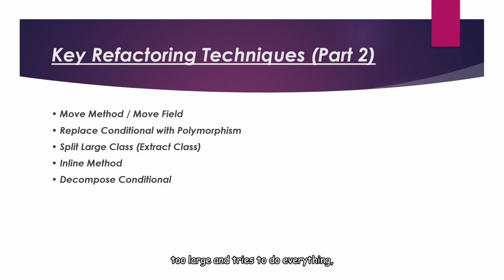When a class grows too large and tries to do everything, apply extract class. Break it down into multiple focused classes with single responsibilities. Sometimes you will find a method that is so small and obvious that it's better off being inlined directly into the caller. That's inline method. And lastly, decompose conditional. If you encounter complex nested conditionals, break them apart into simpler methods or clearly named checks. This massively boosts readability and reduces bugs.